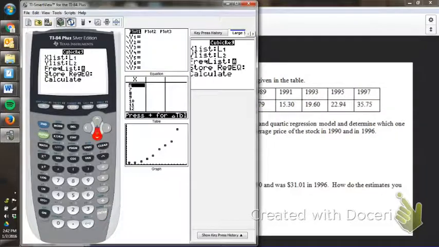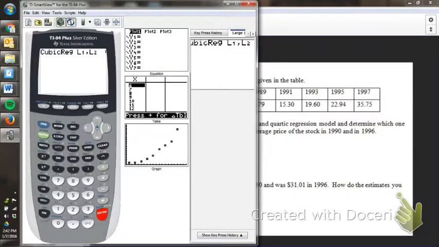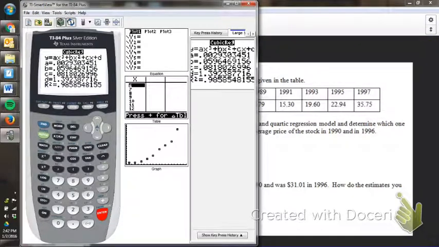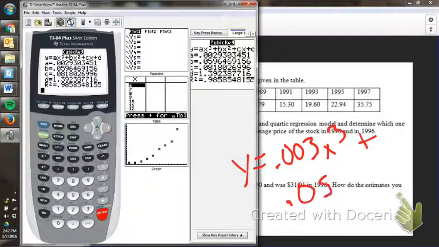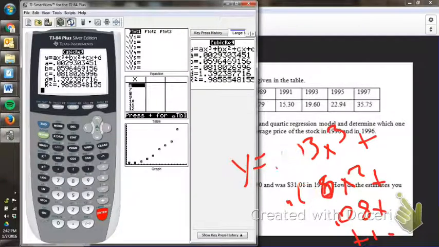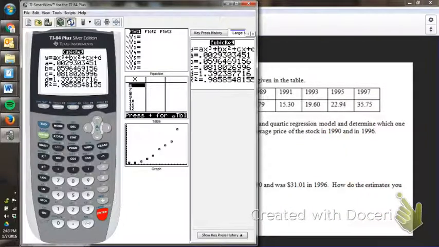I go down to Calculate, and it gives me the cubic equation that best fits that data. Notice there's one more letter here because I have an x cubed, an x squared, an x, and a constant, and you would just plug those values in. For example, that equation would be y equals 0.003x cubed plus 0.06x squared plus 0.08x plus 1.4. Looking at r squared, it's a little bit better: 0.9858.